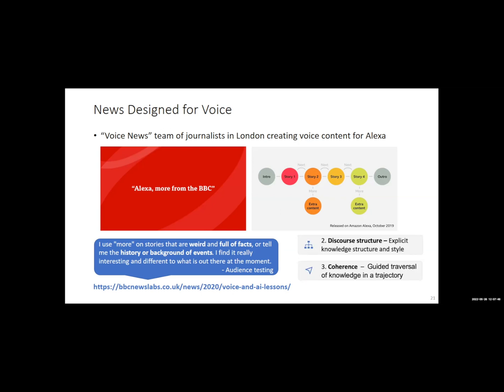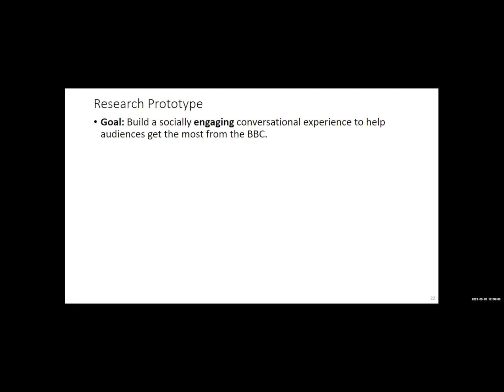And so if we're going to try to automate some of this, we want to look at research and how we can scale this. We're going to need to understand the discourse structure to be able to stitch these stories together in sequences, to be able to create these background extra sources of links, and to be able to guide the user through a trajectory in a conversation in a meaningful way.